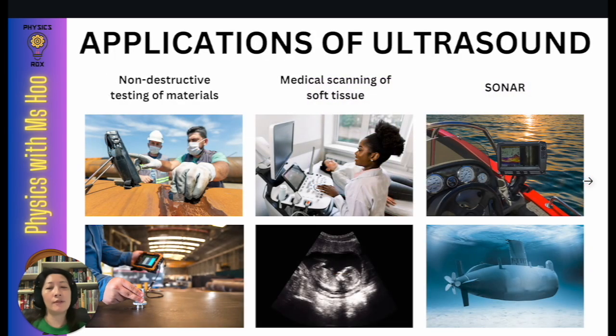You should also know the applications of ultrasound, and in your syllabus, you just need to be aware that they are used for non-destructive testing of materials. That means they use sound waves to try to detect any flaws within the materials. And the same technology is also used for medical scanning of soft tissue, which we normally know as ultrasound. So this is normally used to get an image of a fetus within a mother's womb. And besides this, it can also be used for other kinds of medical scanning. For example, if you're looking for any anomalies or cysts within the soft tissue.